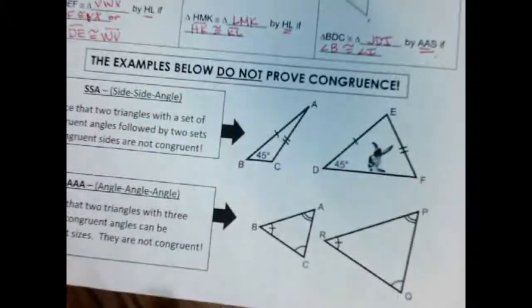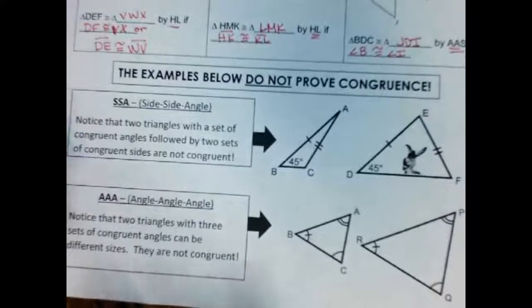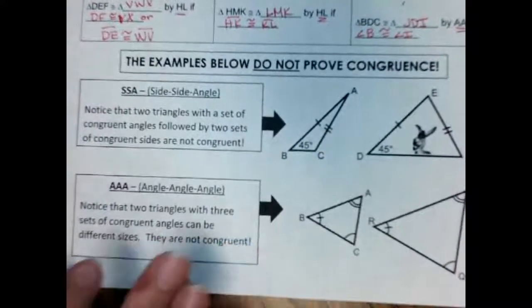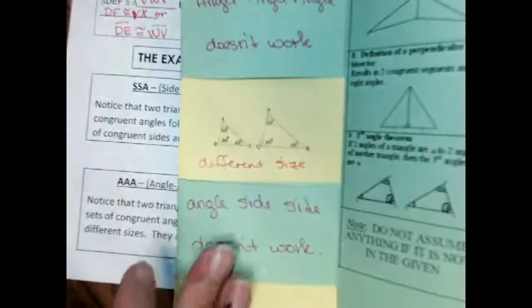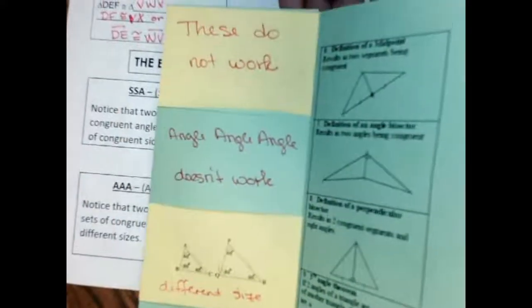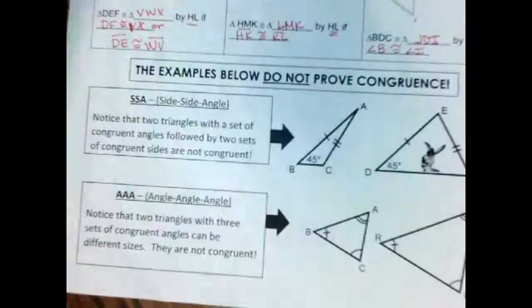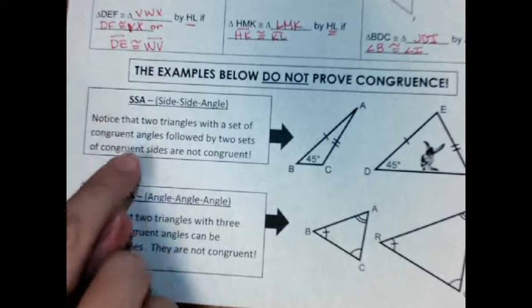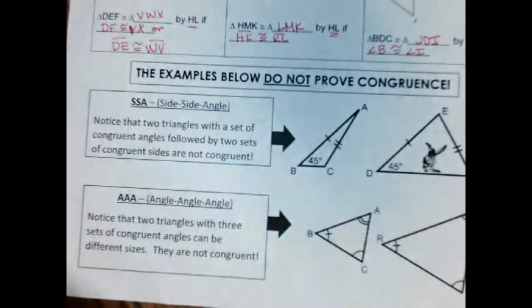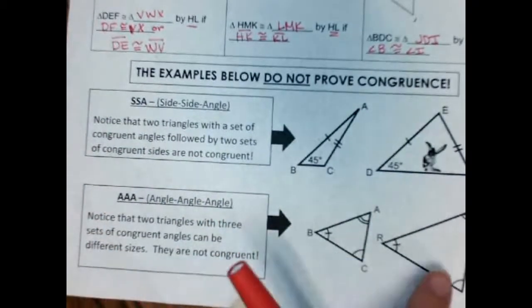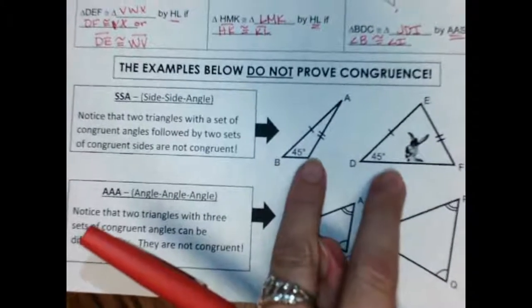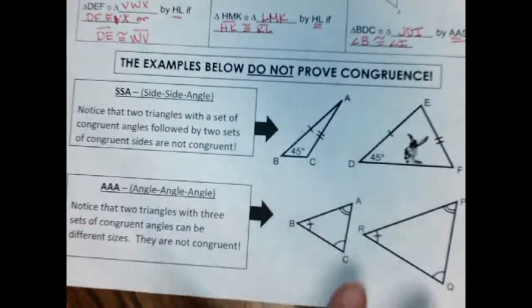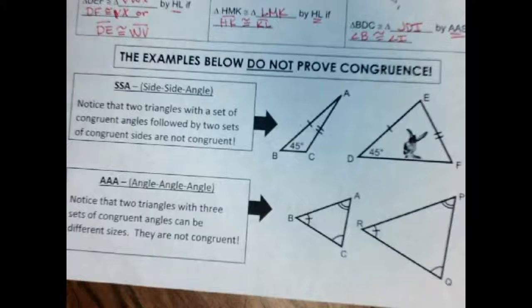And then down here, Mr. Gallatin made this part of the notes, but it's just reminding us of the same thing that we put in our foldable here. And this is the same thing that we put in this part of our foldable about the parts that don't work. Side, side, angle, that doesn't work, and this is the same picture we had in our foldable. And also angle, angle, angle doesn't work because these are similar. These two triangles aren't even similar. They're not the same size or the same shape. These are similar. They're the same shape, but not the same size.